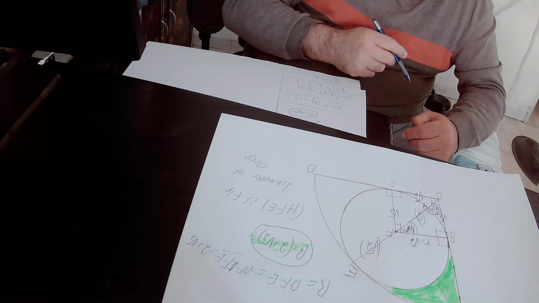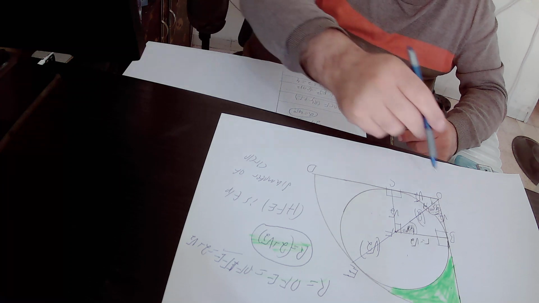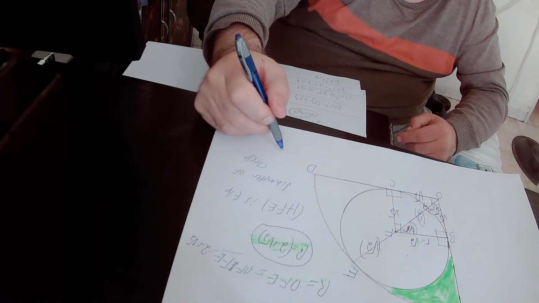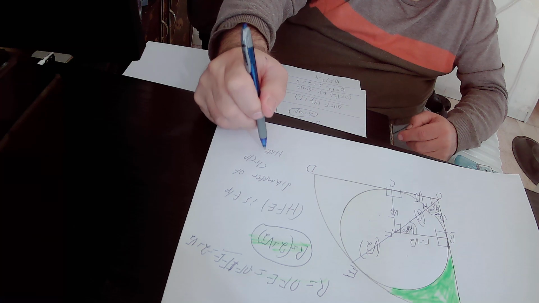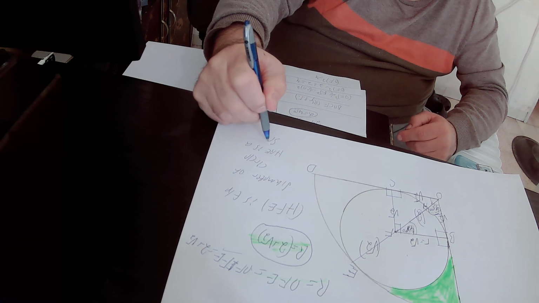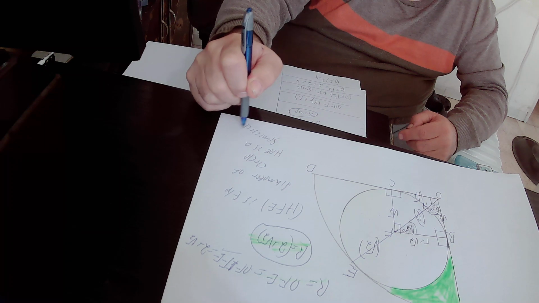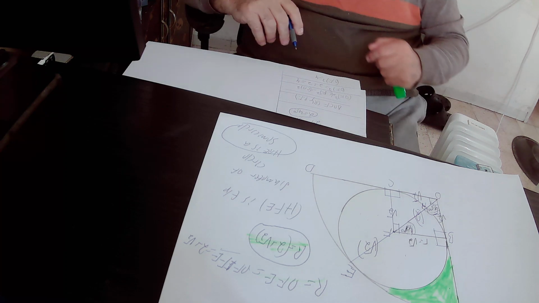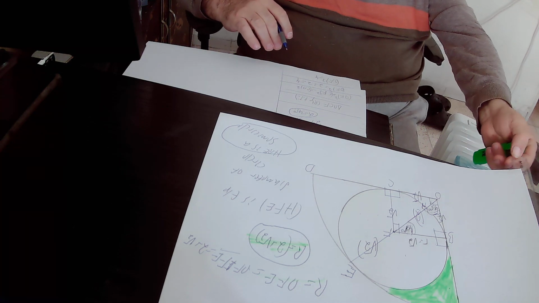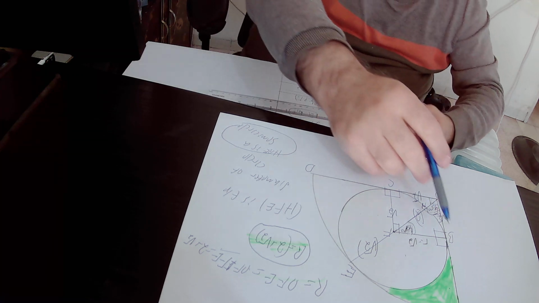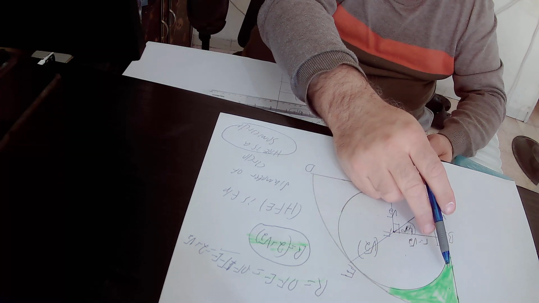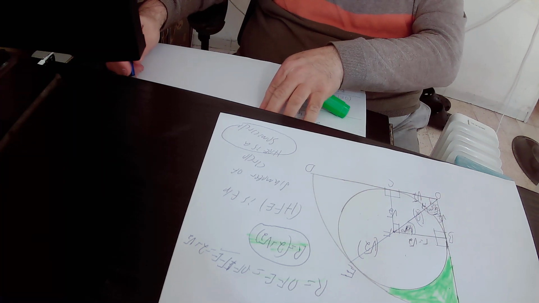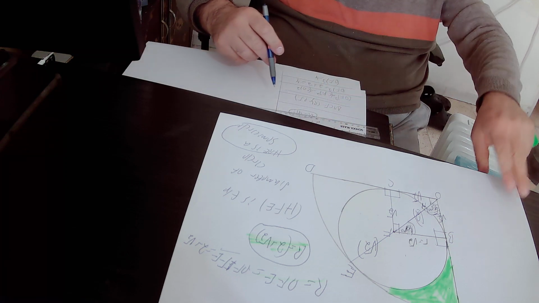So in conclusion, I can write down that edge BE is a semicircle. This is a semicircle. And our mission is to find out the size of this shaded area, or the size of this green area. So what is the size of the green area?